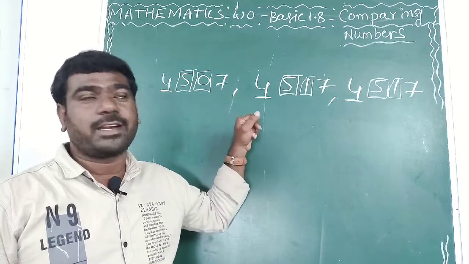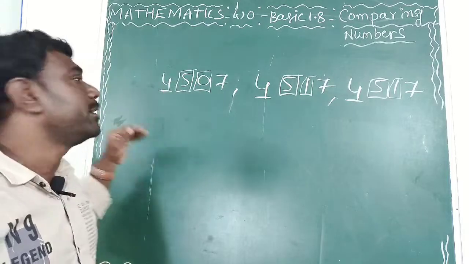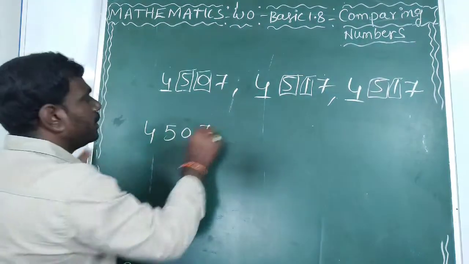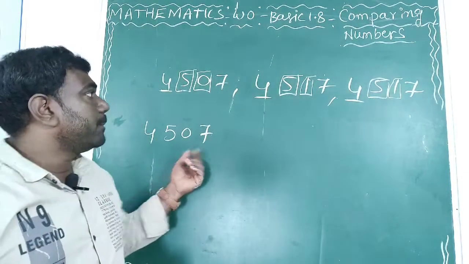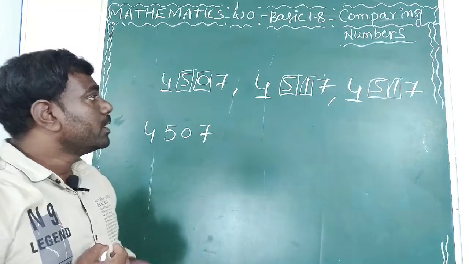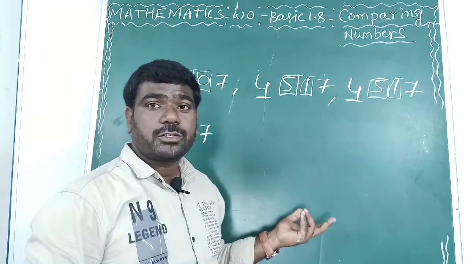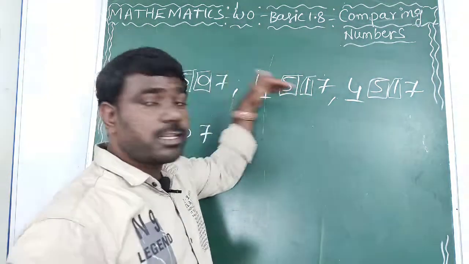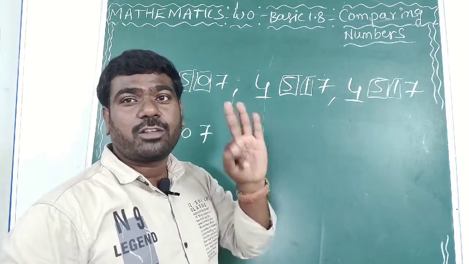First digit onwards we are writing. So the smaller digit is what here? 0. Now take that number first here: 4507. Okay. Now what next number should we consider? In the next number also, why? Because in all three numbers the first two places are equal. Now we are considering the third place.